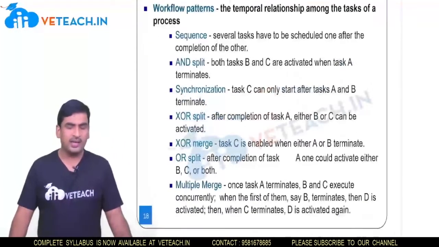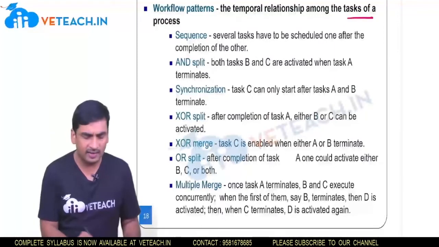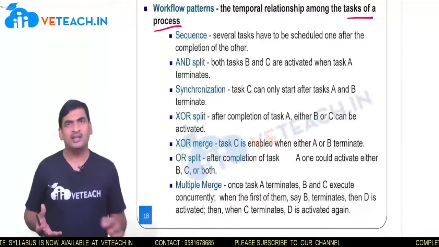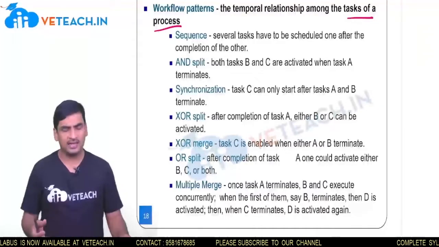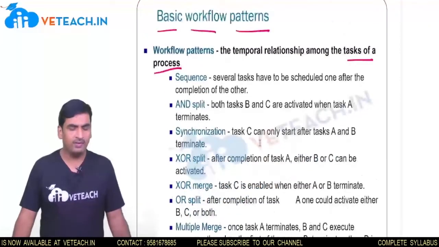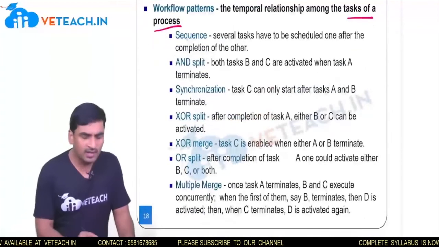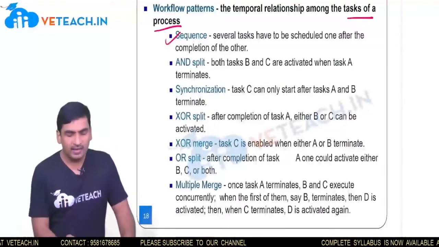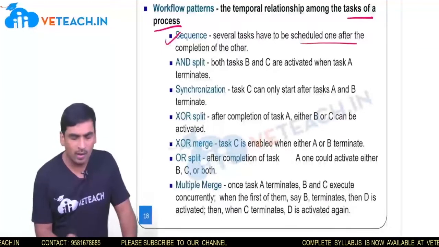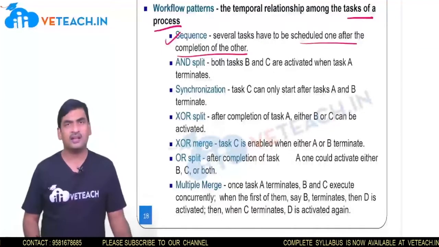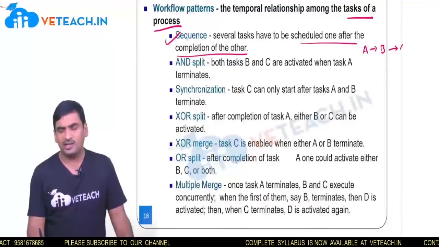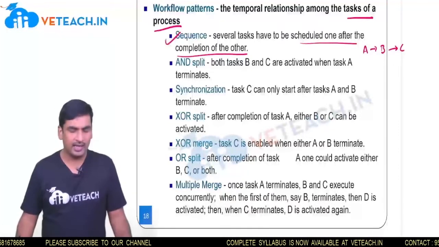So these represent the temporal relationship among the tasks of a process. If A, B, C, D are a number of tasks, the relationship between these tasks is represented by way of the workflow patterns. First being the sequence. Several tasks have to be scheduled one after the completion of another. So A, B, C are to be scheduled one after the other.